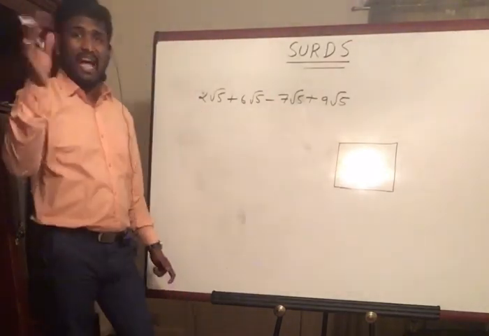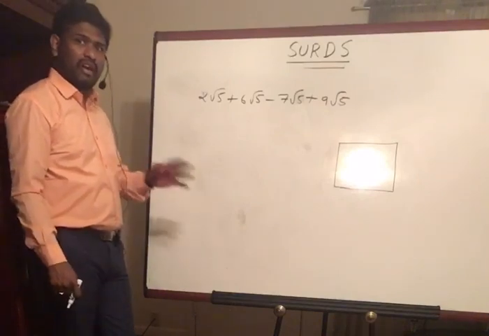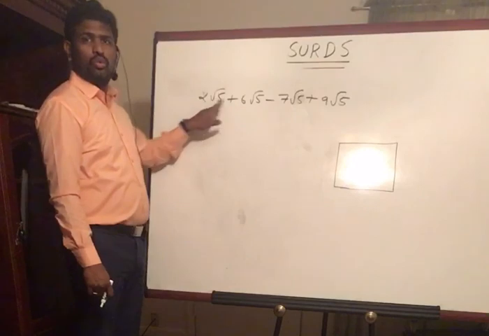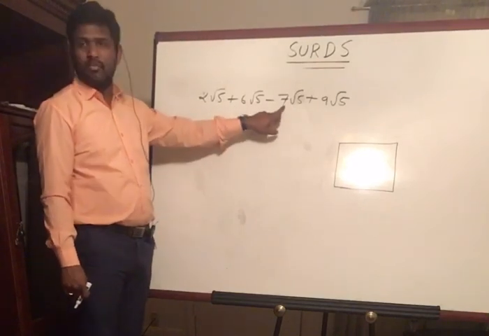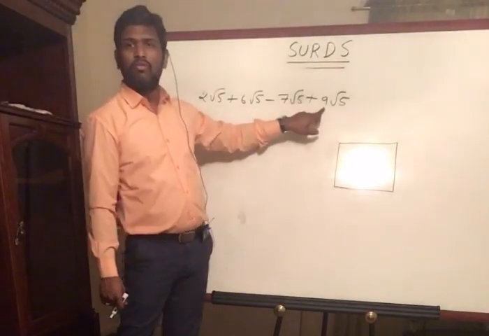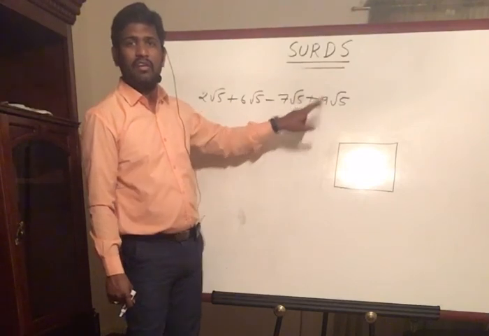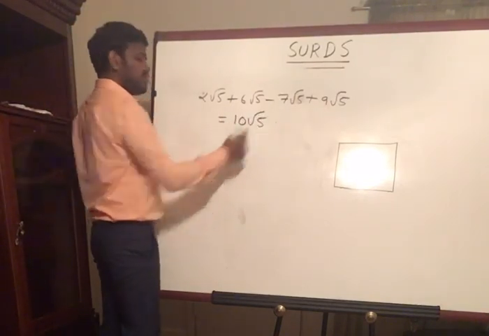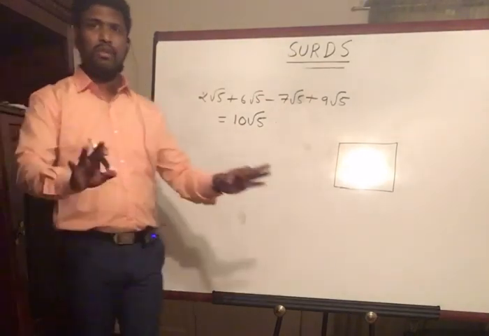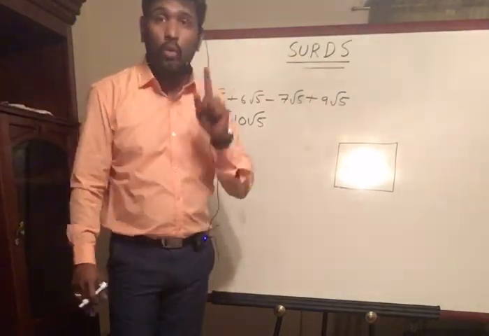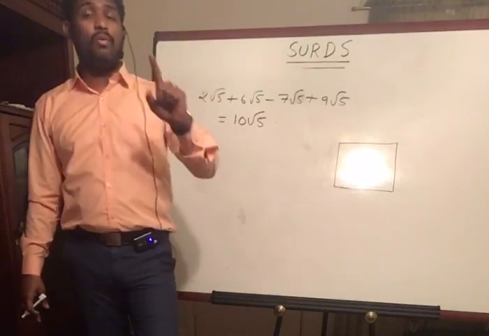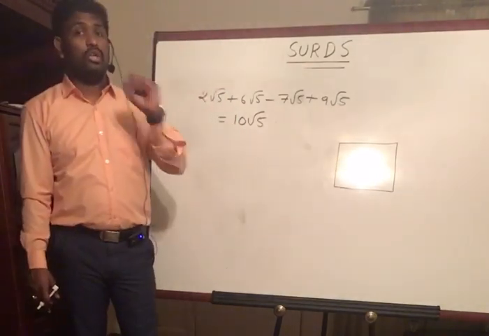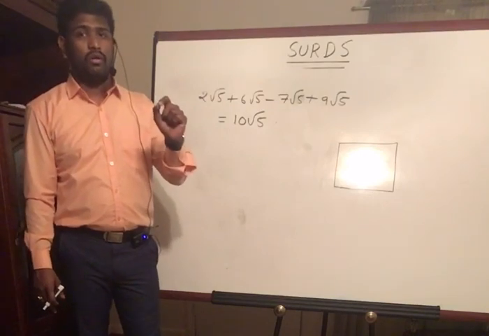Now directly do it with the numbers which are there, the rational factors. Simplify the rational factors. 2 plus 6, 8. 8 minus 7, 1. 1 plus 9, 10. So this is 10 root 5. That's it. Very simple, addition and subtraction. Only one thing you need to remember is whether they are similar or dissimilar.